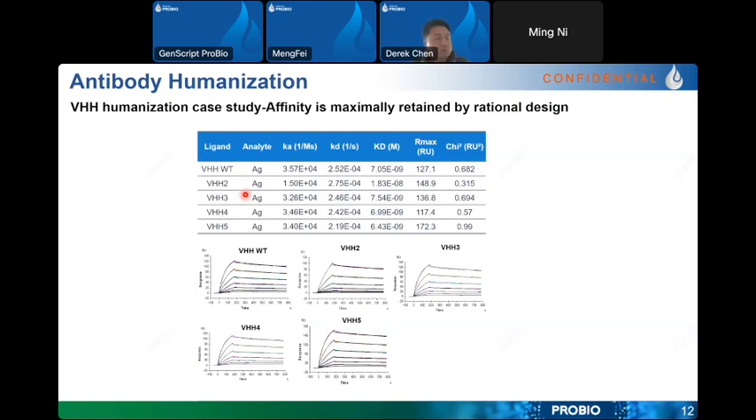In this humanization case study, we designed 4 humanized variants based on the wild type sequence, and 3 out of these humanized sequences demonstrated almost identical affinity kinetics as the wild type.